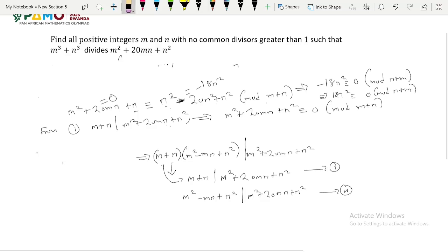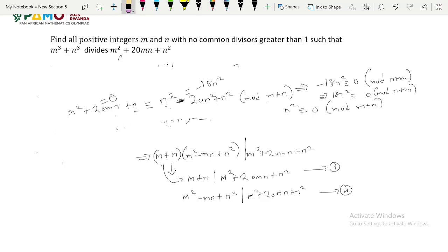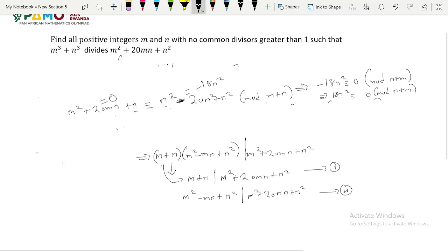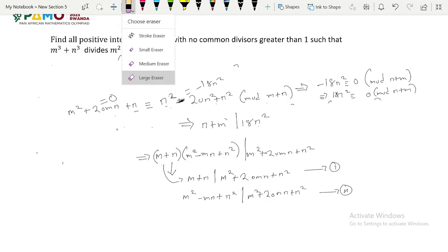So what can I still do with that? If 18n square is equivalent to 0 in mod m plus n, then that means that m plus n has to divide 18n square. That means m plus n is a factor of that. So we can check the GCD of m plus n and n square, using the Euclidean algorithm for the GCD.